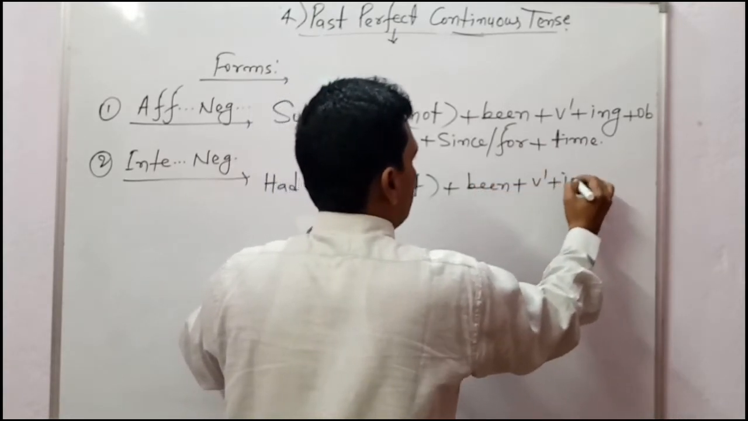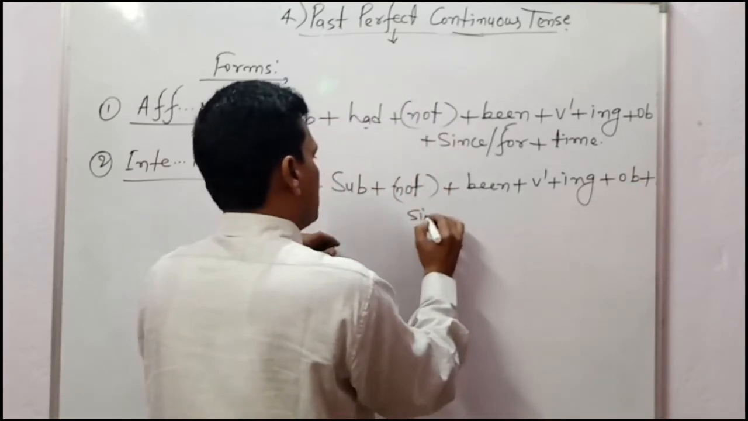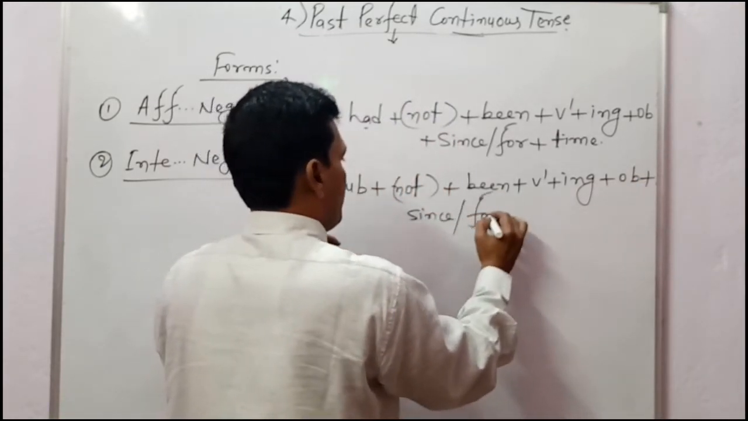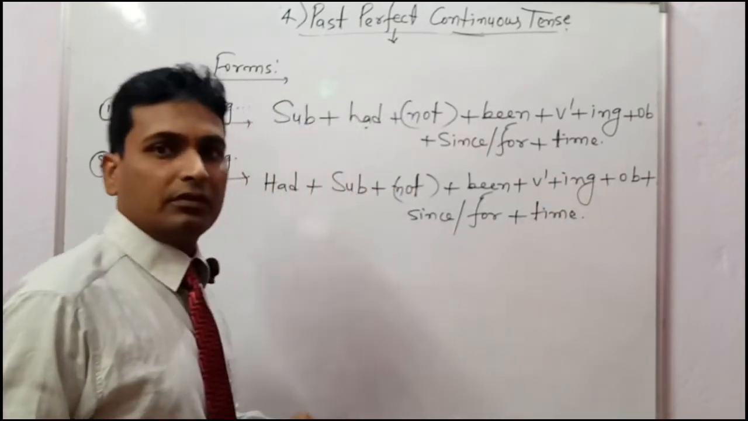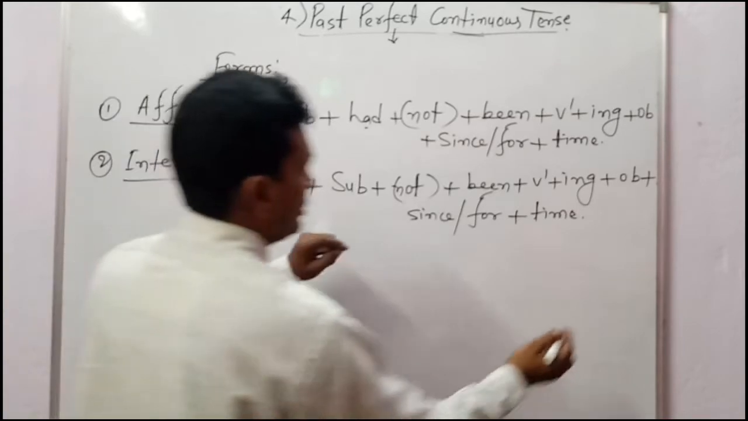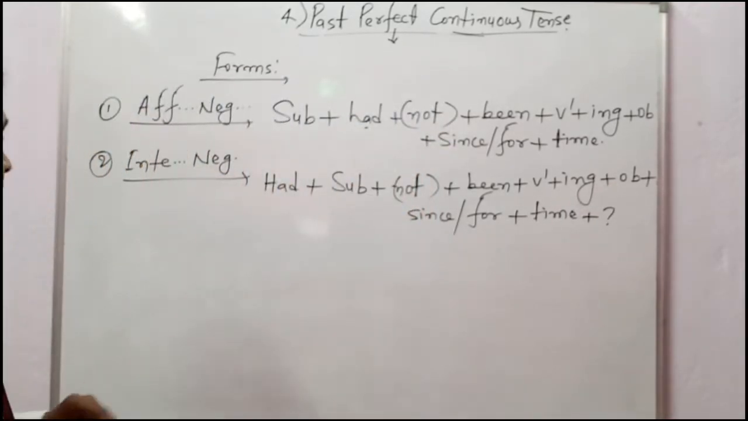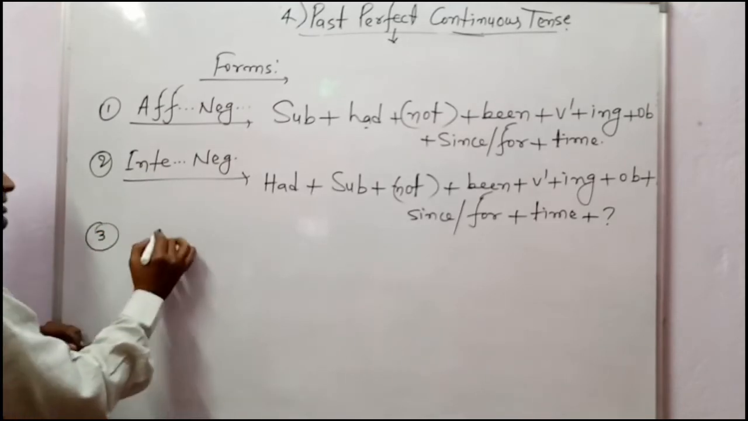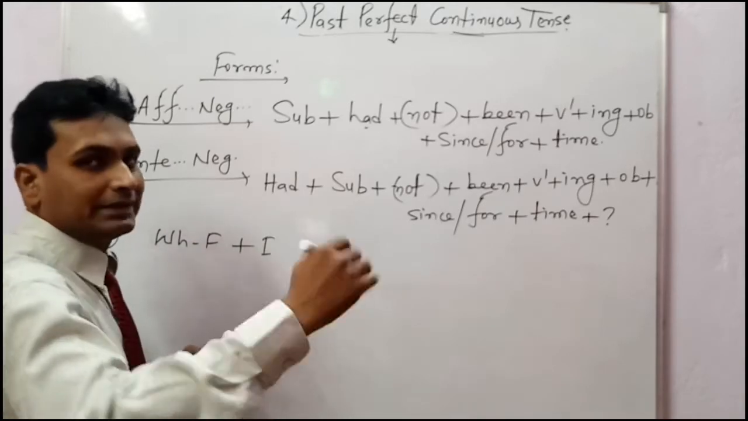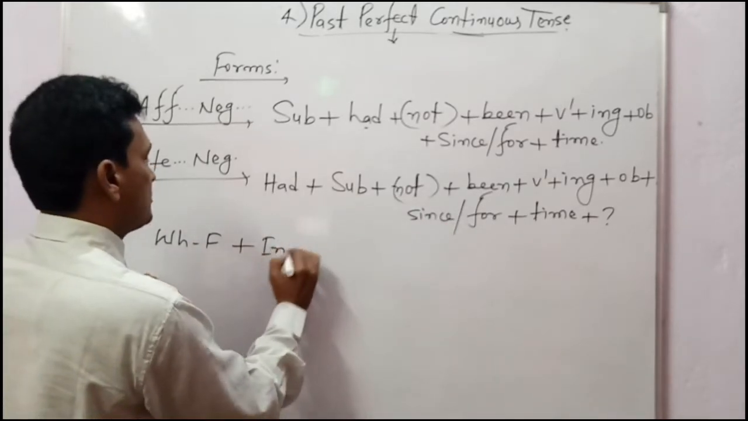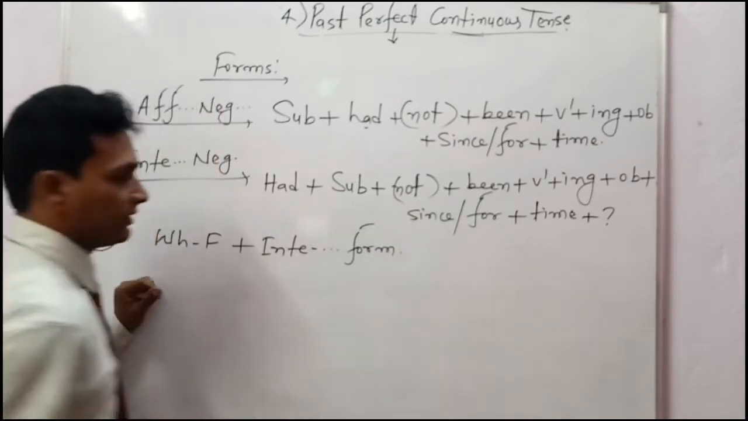Been plus v1 plus ing plus object plus since or for, and then plus what? Time, right? And then at last you have to add a question mark as it is an interrogative sentence, right? The third one is very easy, that is the WH family, and then you have to apply the same interrogative formula. So WH family and interrogative form, right?